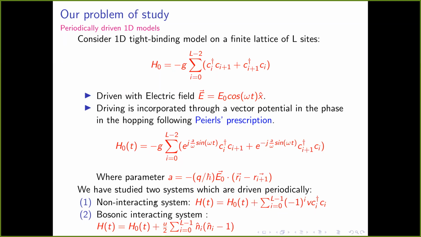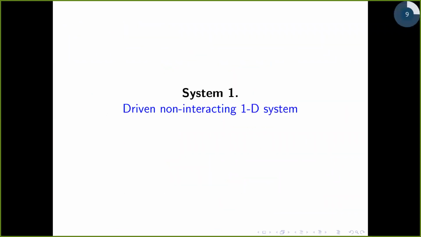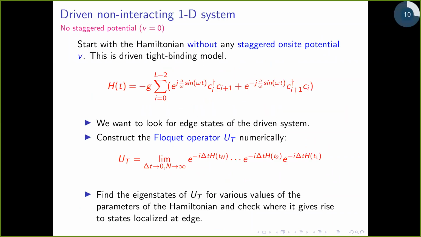And we have also studied a bosonic interacting system, which has this U by 2 times N i type of interaction that I just talked about a couple of slides before. But the driven part is the same. Okay, so let me go to the driven non-interacting system. So let's start with the staggered potential equal to 0. So we don't have a staggered potential.